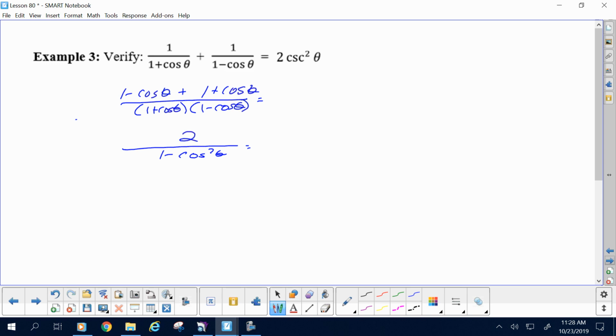Okay, so now what do you think? The bottom is sine squared theta. That's an identity. 1 minus cosine squared is equal to sine squared. Okay? Sine squared in the denominator is the same as cosecant squared in the numerator, and you are done.